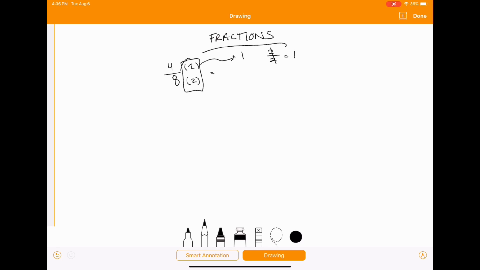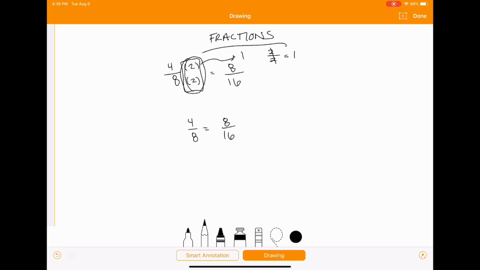So you can really multiply your fraction by any version of 1 and you'll end up with a fraction that is the same. So 4 times 2 is 8. 8 times 2 is 16. So 4 over 8 is also equal to 8 over 16.